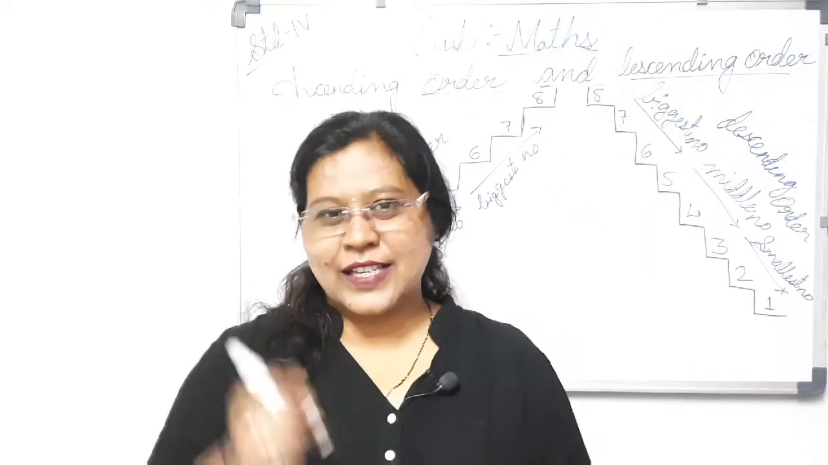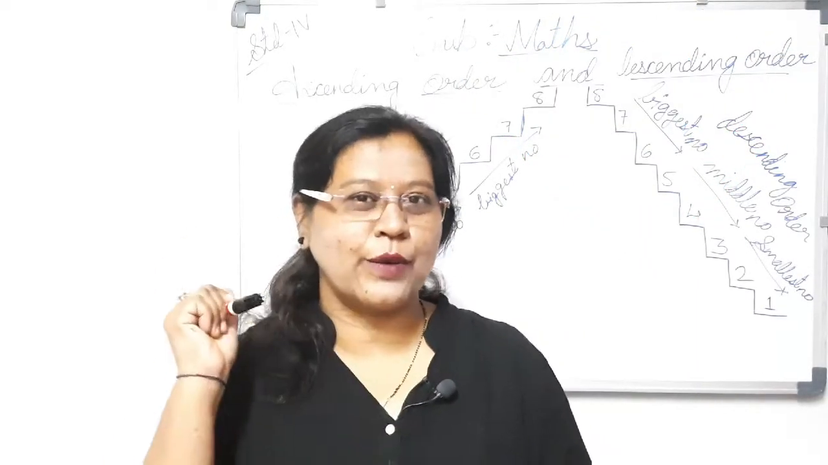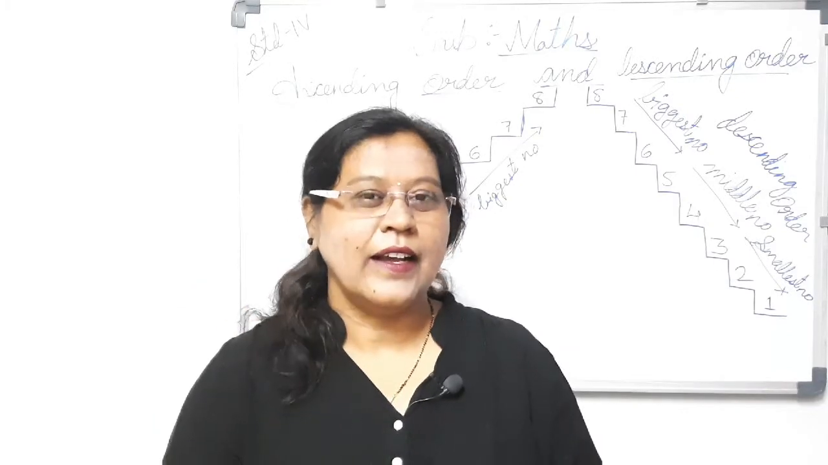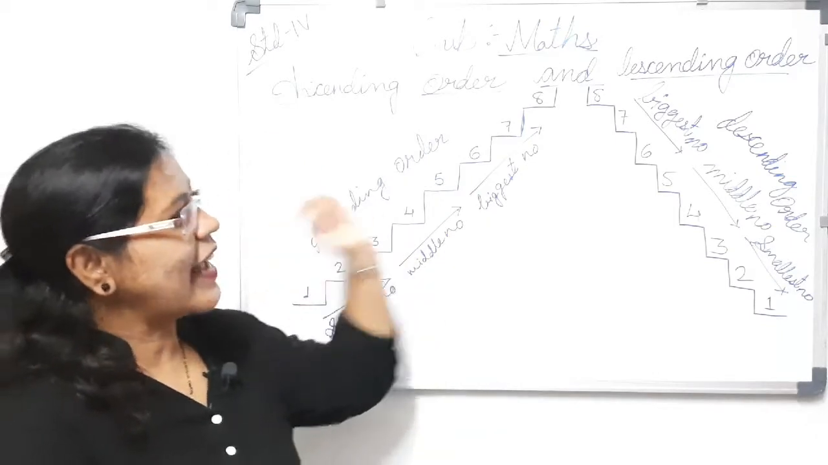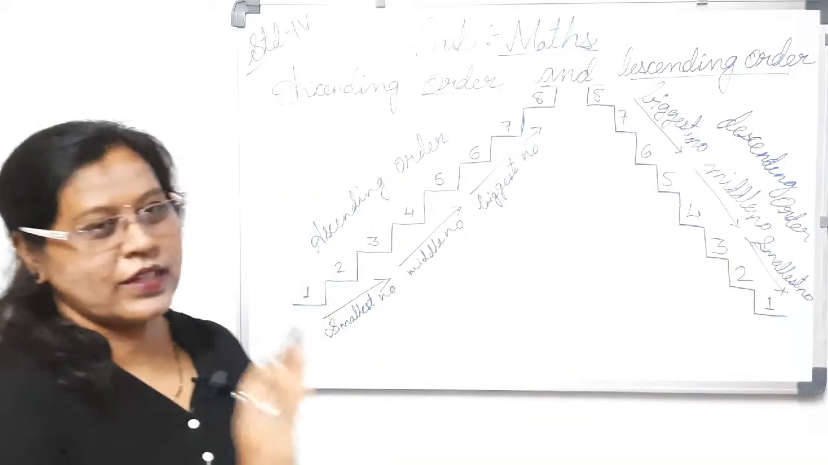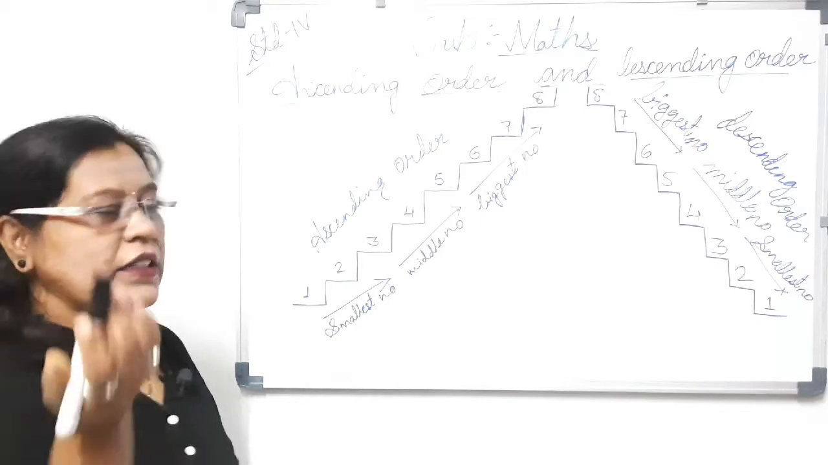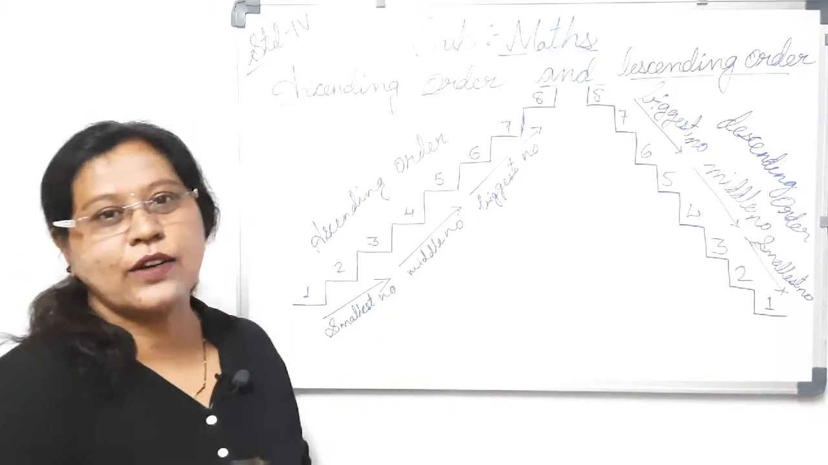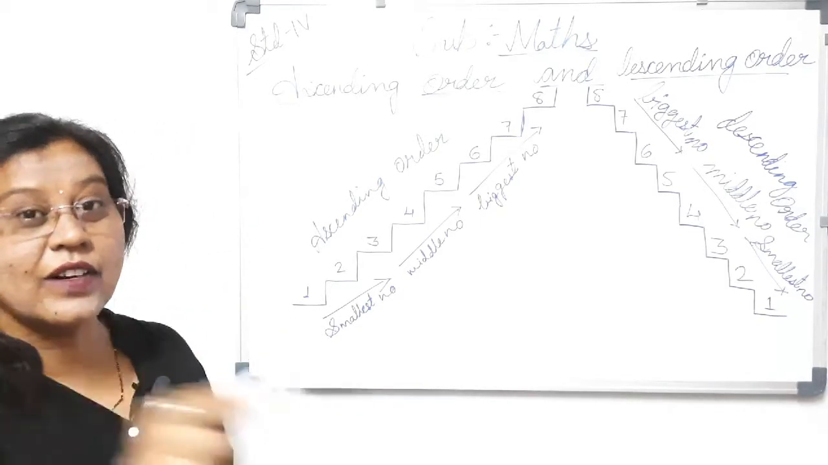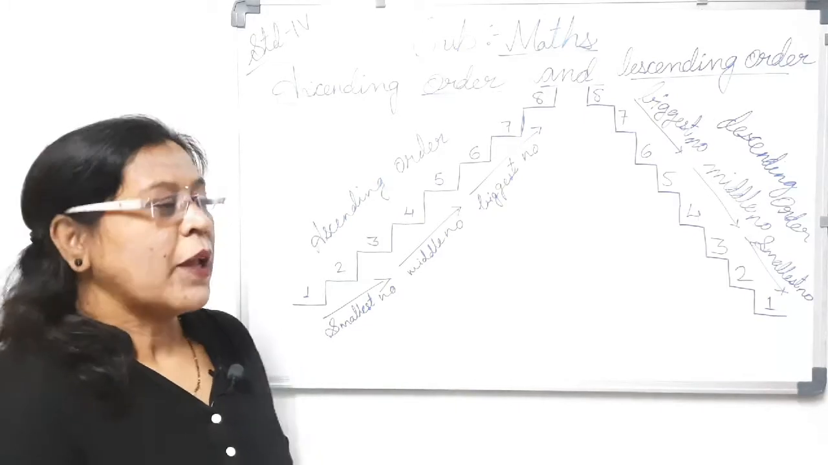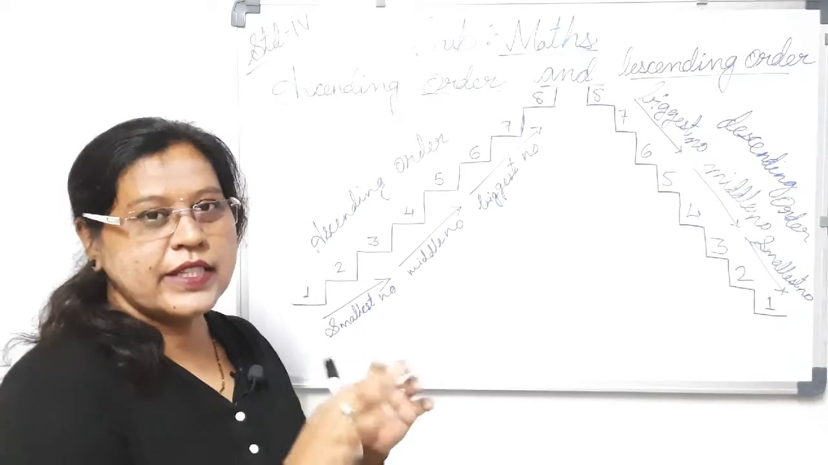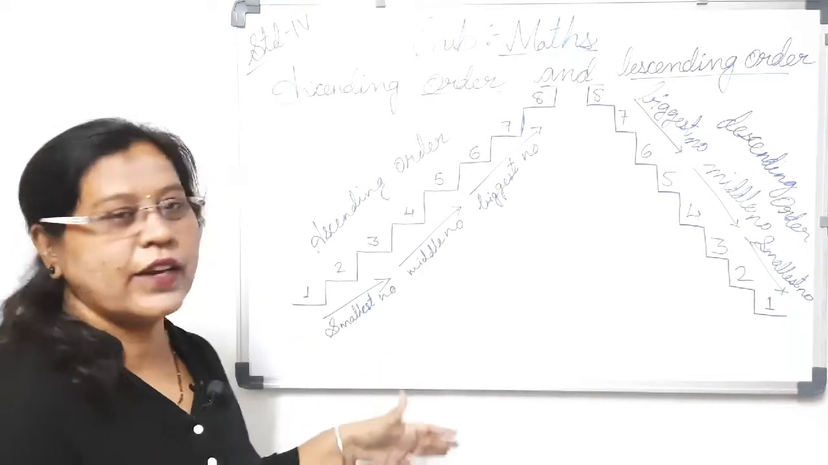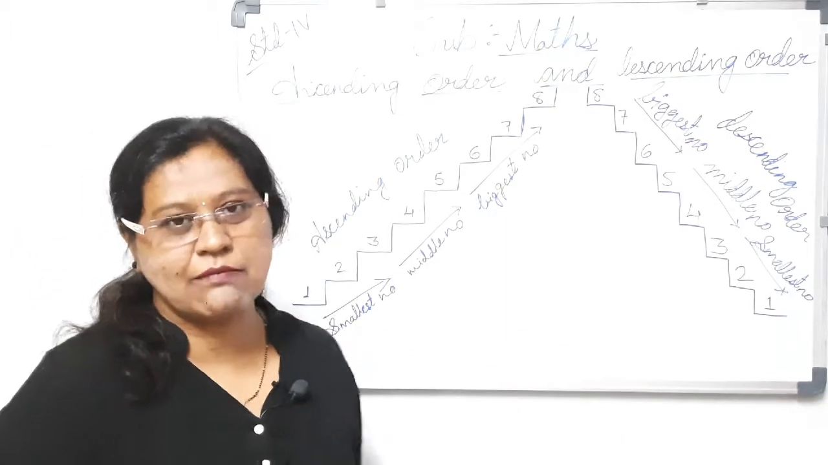So my dear students, in this session, I am going to take up a new topic. The subject is maths and the topic is ascending and descending order. I know that you have learned this in your previous class, that is 3rd standard, but there you learned small numbers, like 2-digit and 3-digit numbers. Now here you have to learn 4-digit and 5-digit numbers.